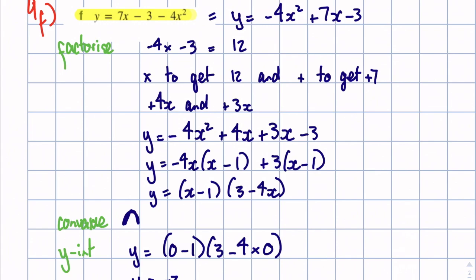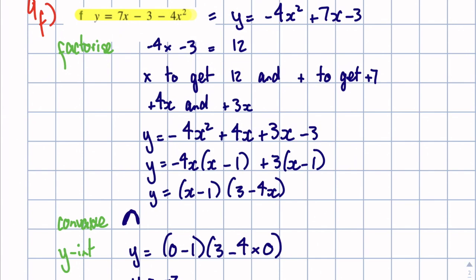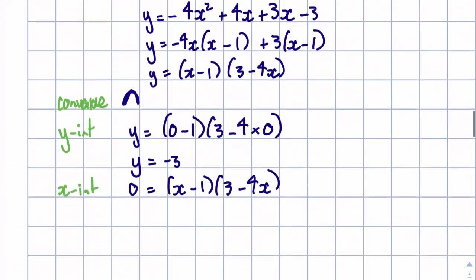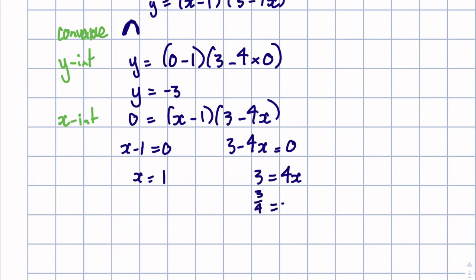So x-intercept, we make y equals 0, so I'm going to have 0 equals x take 1, 3 take 4x. Now you might be able to recognise straight away that x equals 1 and x equals positive 3 over 4, but I'm going to go through step by step. You don't have to. So x take 1 equals 0, x equals positive 1, 3 take 4x equals 0, 3 equals 4x. I'm just making sure that it's positive. I could have done negative 4x equals negative 3. Divide by 4, 3 over 4 equals x. Okay, so I have my two values for x.